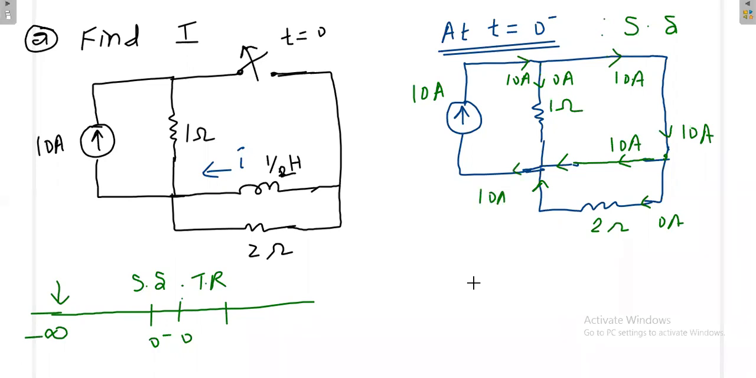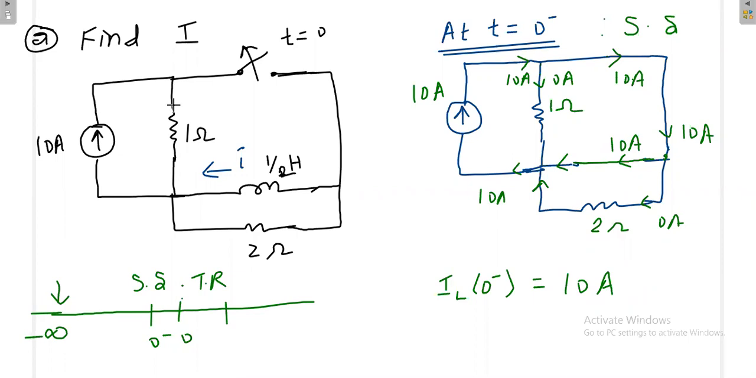So that means just before closing the switch, what is the current across the inductor? Just before closing the switch, the current across the inductor is 10 ampere.